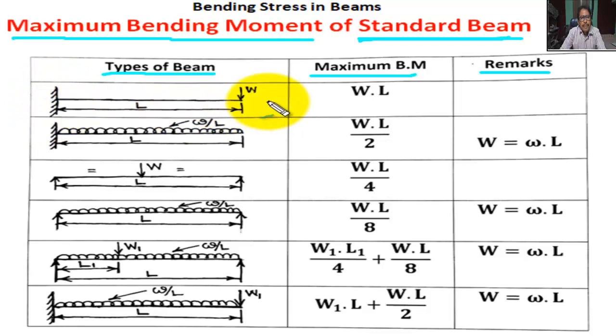This is the figure of a cantilever beam. A point load acts at the free end, and this is the fixed end. Length of the cantilever beam is capital L. This is point load W. So maximum bending moment is W into L.